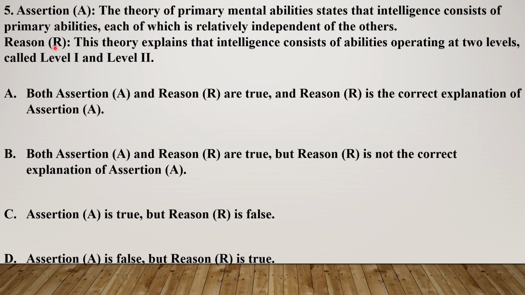The second part, the reason, is: this theory explains that intelligence consists of abilities operating at 2 levels, called level 1 and level 2. Now this statement is incorrect. Primary mental abilities are of 7 types. It is not operating at 2 levels. The 2-level model was the hierarchical model of intelligence that was given by Arthur Jensen. So the correct answer for this question will be that assertion is true but reason is false.